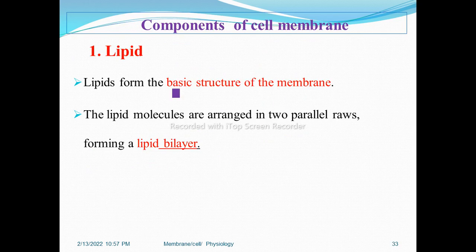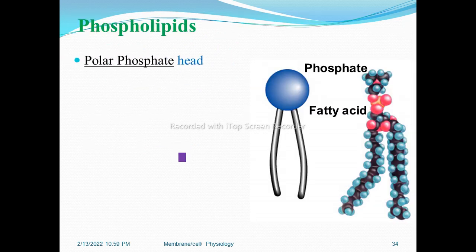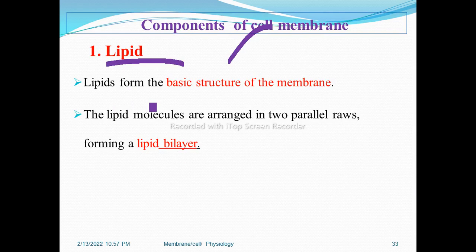And so we will see the components of the cell membrane. The first component is lipid, and the second is protein. Membrane lipids are composed of phospholipids, glycolipids, and cholesterol. Lipids form the basic structure of the membrane. The lipid molecules are arranged into parallel rows, so it's considered a lipid bilayer. So there is protein inside, and outside is formed by lipid, so the lipid bilayer forms in this way. Phospholipids, glycolipids, and cholesterol are part of the membrane lipids.